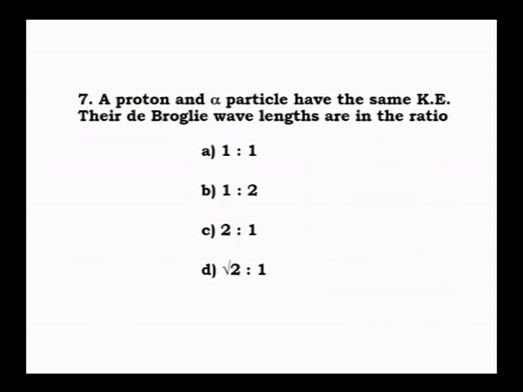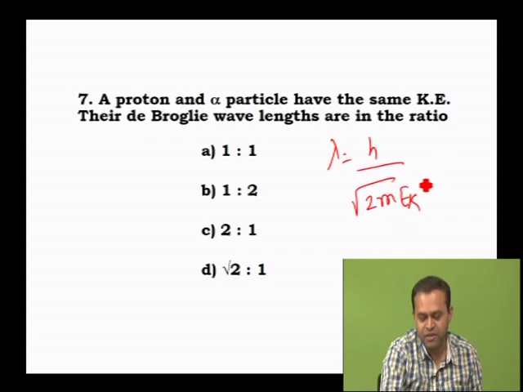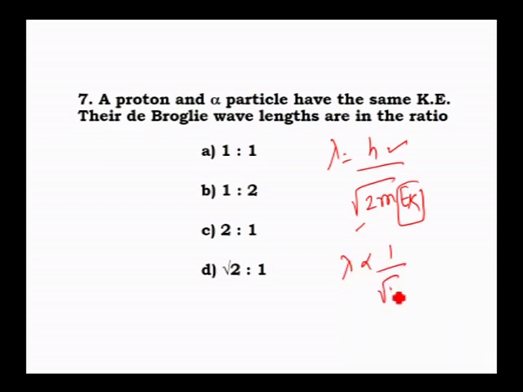Then 7th question. A proton and alpha particle have the same kinetic energy. The de Broglie wavelengths are in the ratio? Again, you know the expression lambda equal to h by root of 2 m E_k. They mentioned that they have the same kinetic energy, h is constant, 2 is also constant. And how does lambda vary with m? Lambda will be inversely proportional to root m.